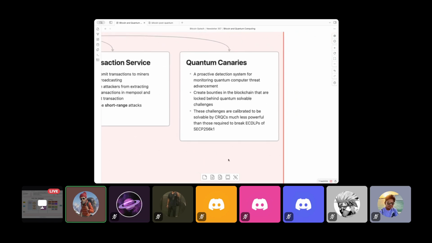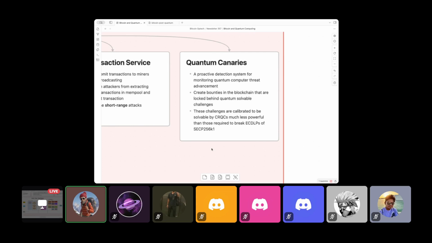Then there is one other idea that is proposed for quantum canaries. So what are quantum canaries? I think you might have heard the phrase canaries in the coal mine. Earlier, people used to send canaries into the coal mine in order to detect whether there were any poisonous gases or not. That is the idea behind this one also. You basically put bounties on the blockchain that are locked behind quantum solvable challenges. But these challenges are of lesser complexity than your ECDSA or elliptic curve discrete log problem.